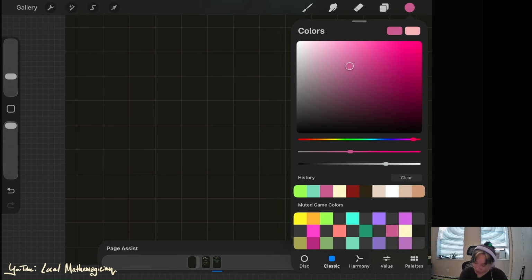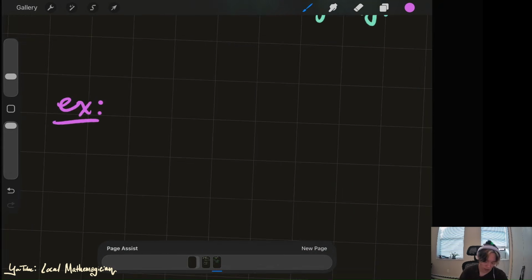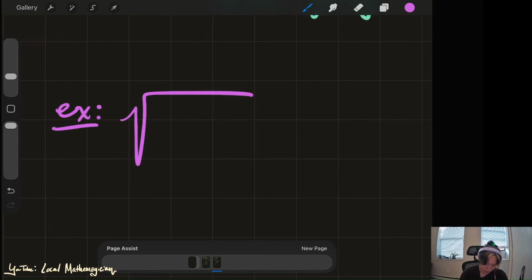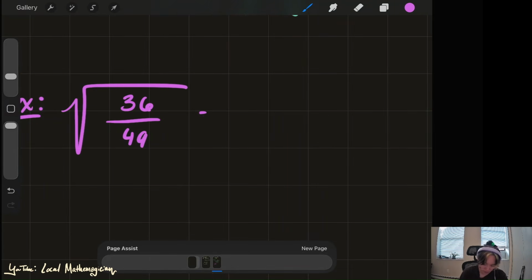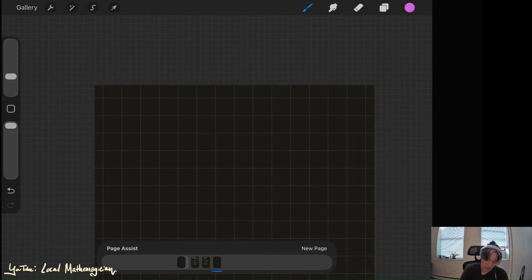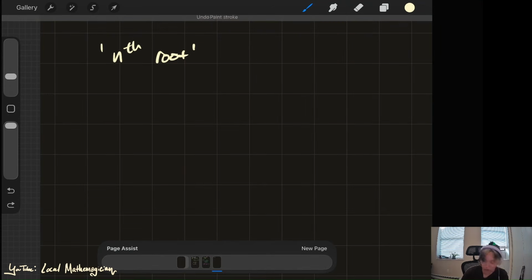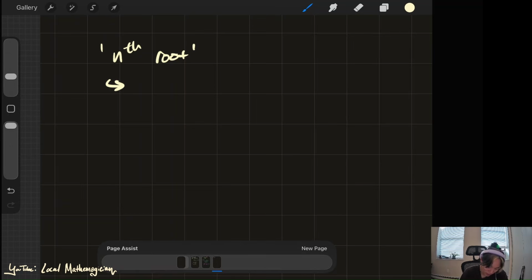Of course, you can also do other fun things, right? You can say, oh, well, I can say the square root of 36 over 49. We know that this can be written like this over this, because it could be positive 6/7. So now we're going to expand our definition, okay? And we're going to talk about the nth root of some number, okay?